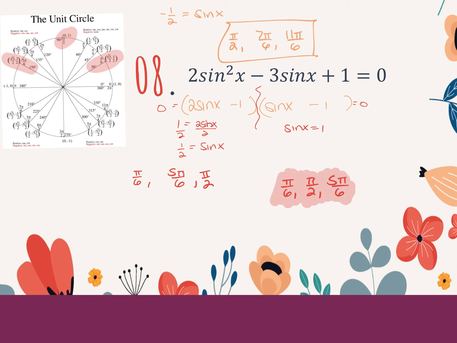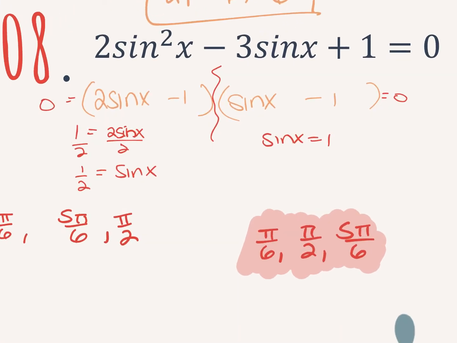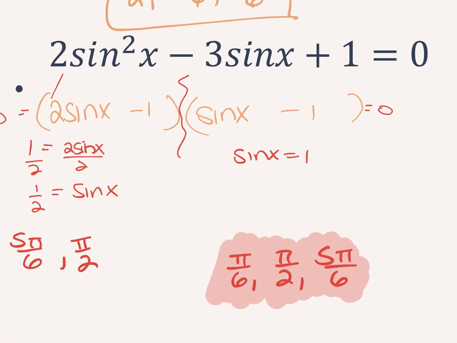Can you just explain how you factored it one more time? Yeah. So I did factors of the 2 sine squared x. And then look at the positive 1. My factors of positive 1 are either 1 and 1 or negative 1 and negative 1. Okay. The only way I'm going to get a negative 3 in that middle is if they're both negative.